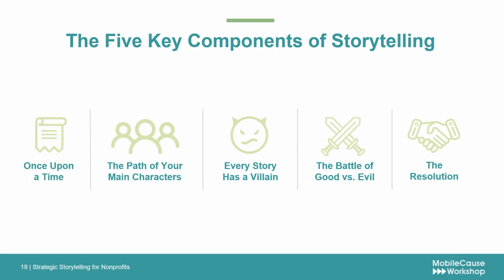So beginning with once upon a time, introduce a character or two, and then start talking about the path of your main characters, or what your main characters are doing as part of your story. Then every story has a villain, so introducing the obstacles that your organization is facing, the battle of good versus evil, so really that climax of the story, and the resolution, so the results from the campaign. So we'll be going through each one of these steps today to dig a little bit more into detail there.